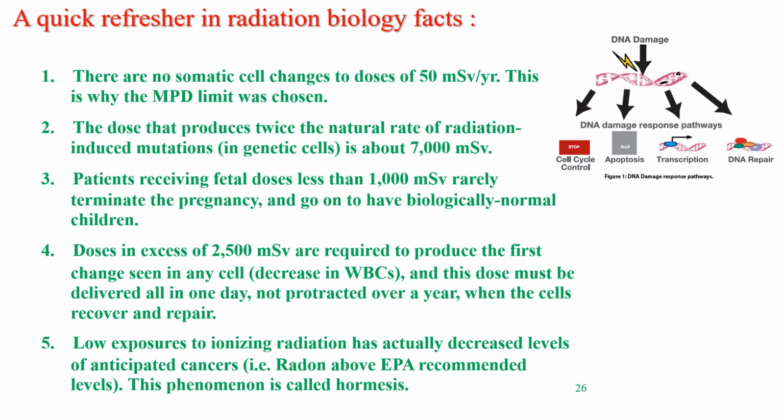Ionizing doses of radiation affect the cells and tissue and also the blood. Doses in excess of 2,500 millisieverts are required to produce the first changes seen in any cell, period, and that is a decrease in the white blood cells. And this dose must be delivered all in one day, not protracted out over a year, because the cells will recover and repair. So it needs to be an acute dose within one day.